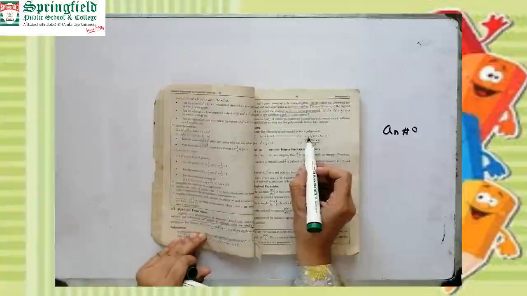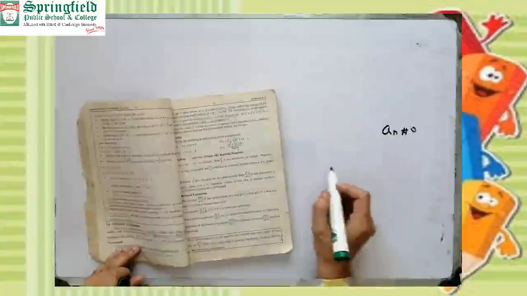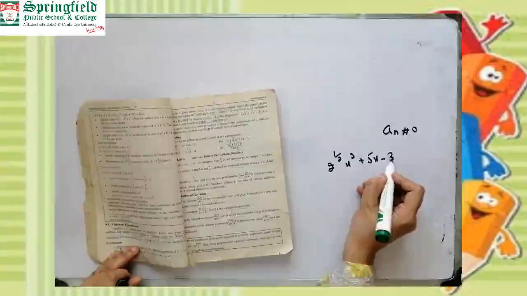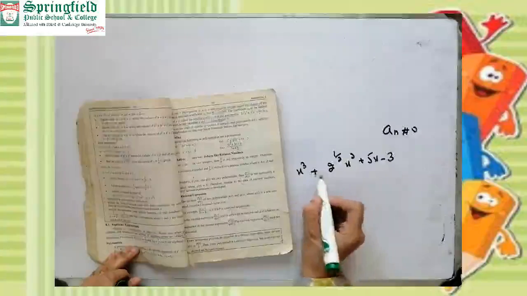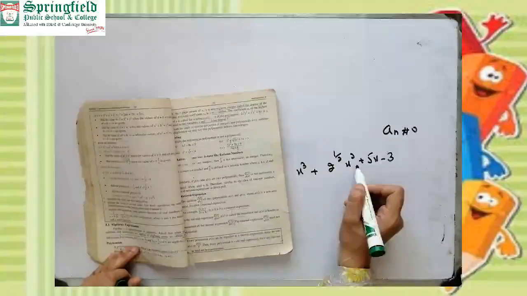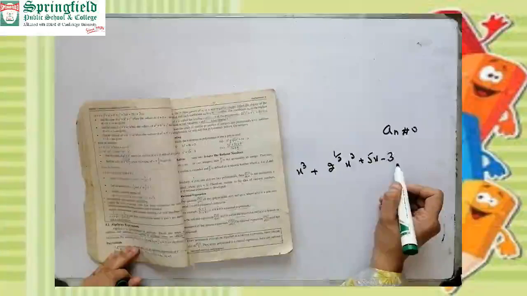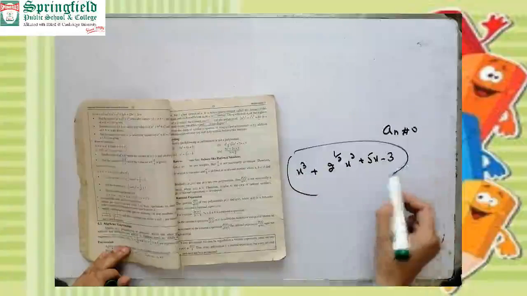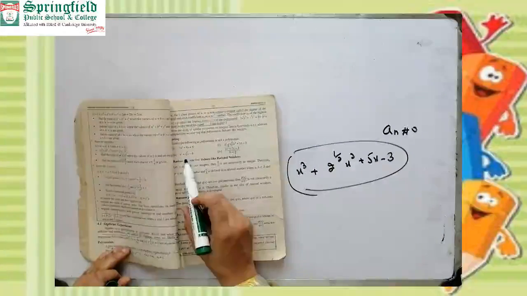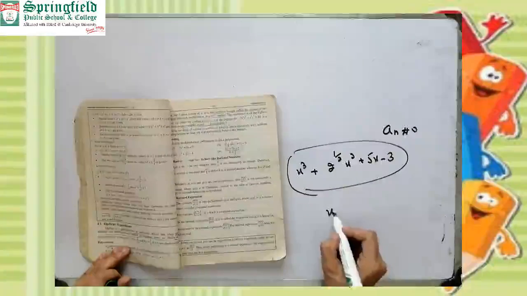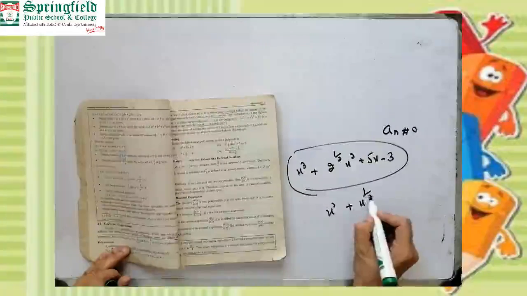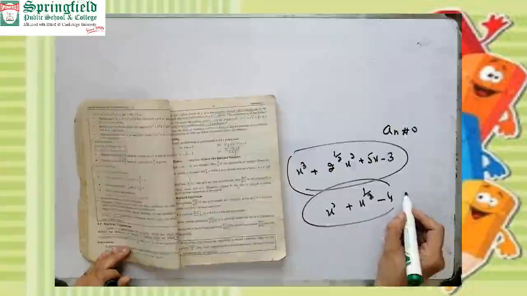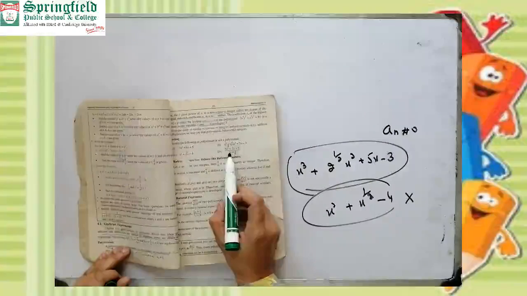Okay, look at the second one, x cube plus 2 power 1 by 2 x square plus 5x minus 3. Is this called a polynomial expression or not? Now think about it. And the next one is x square plus x power 1 by 2 minus 4. So with the power 1 by 2, is this a polynomial or not? No.